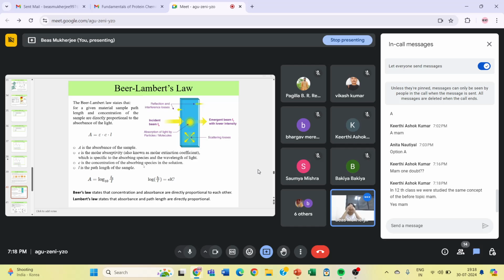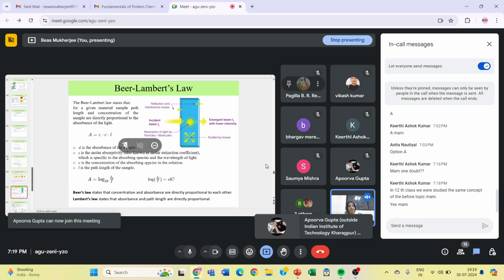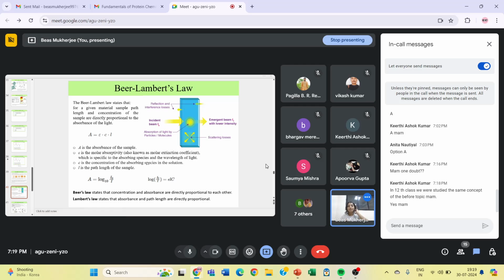So what is Beer's law and what is Beer-Lambert's law? Before that, you see this absorbance can be seen in different ways. Absorbance can be log of I naught over I, where I naught is the intensity of the incident light and I is the intensity of the emergent light. Look at this diagram here. This is the incident beam and this is the emergent beam, with lower intensity because a lot of light has been absorbed by the sample.